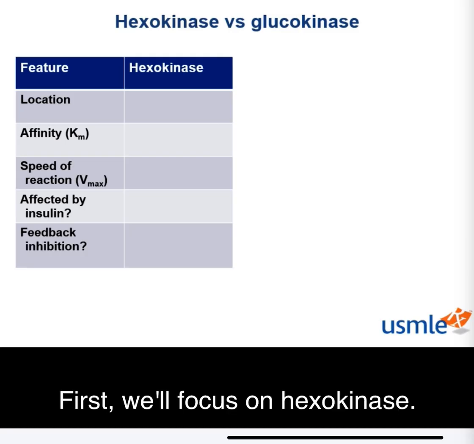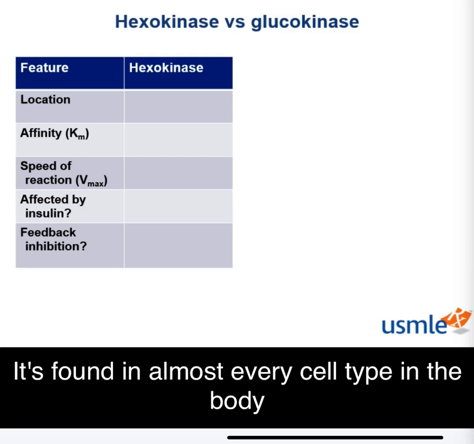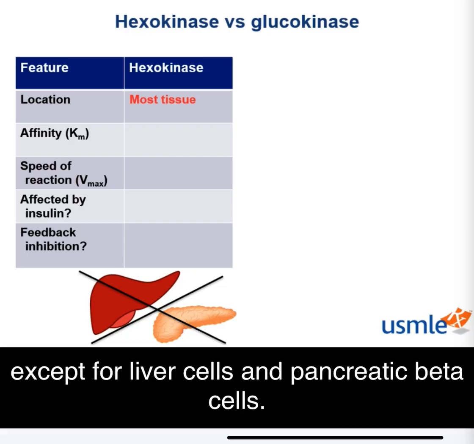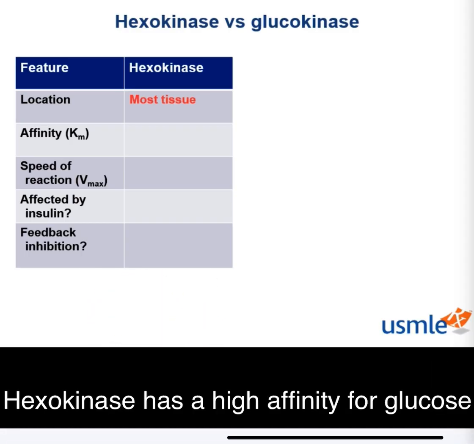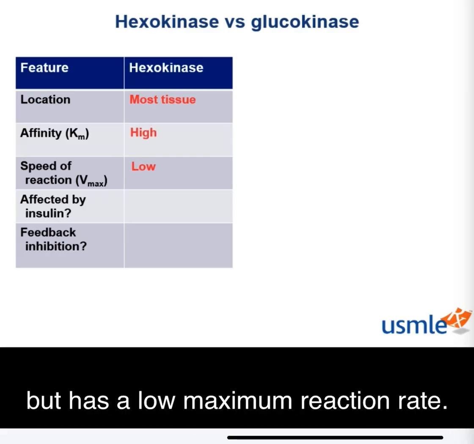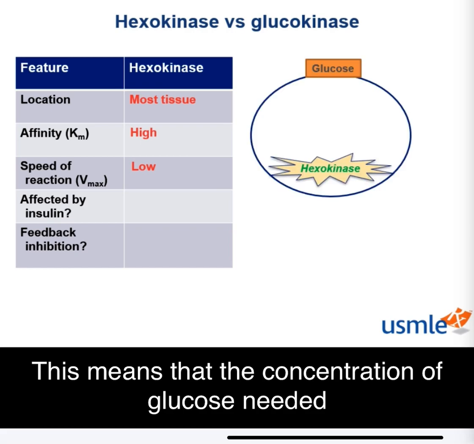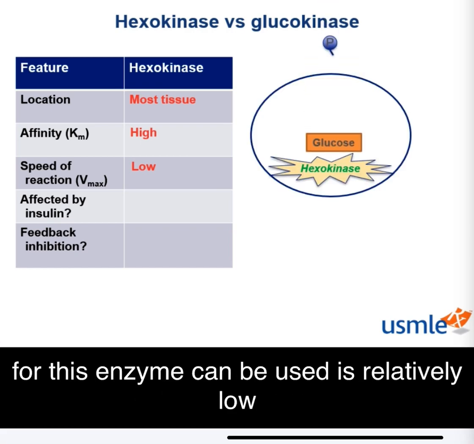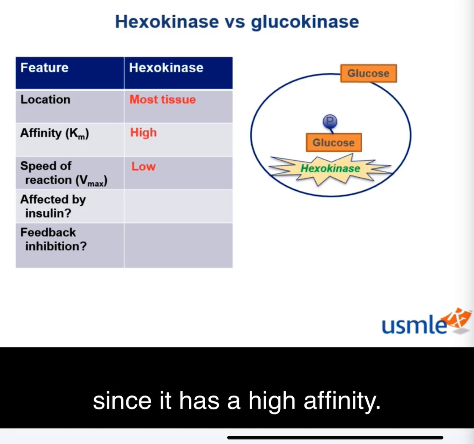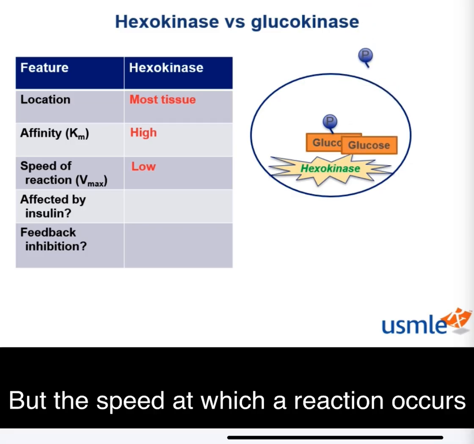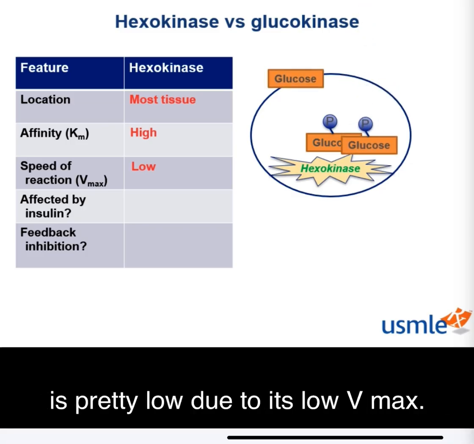First, we'll focus on hexokinase. It's found in almost every cell type in the body, except for liver cells and pancreatic beta cells. Hexokinase has a high affinity for glucose, but has a low maximum reaction rate. This means that the concentration of glucose needed for this enzyme to be used is relatively low since it has a high affinity, but the speed at which a reaction occurs is pretty low due to its low Vmax.